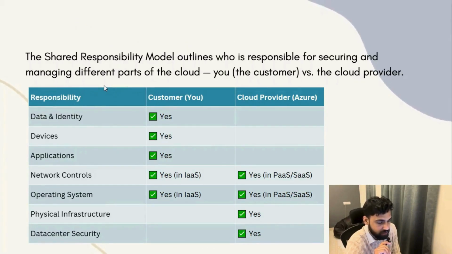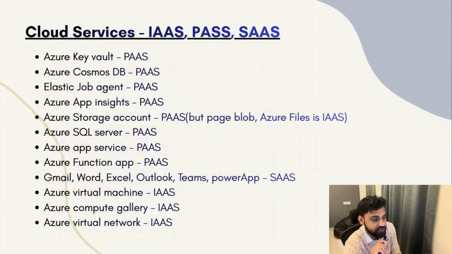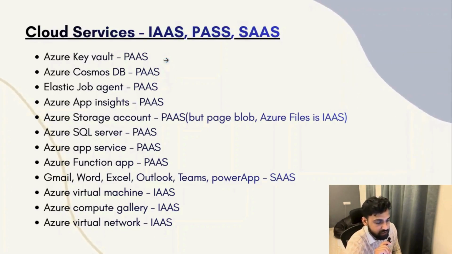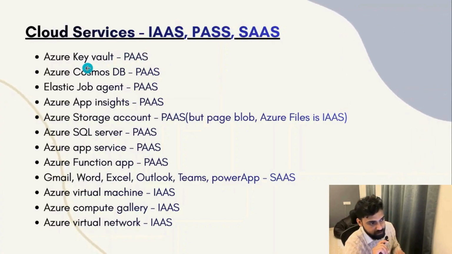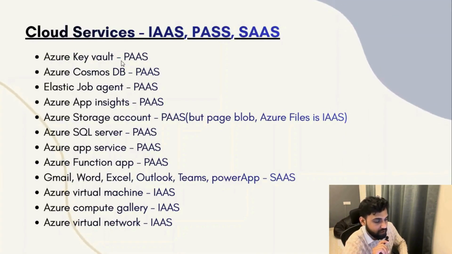Also, I put some examples here, like which Azure service comes under which category. If you learn this list, if you understand this whole list, then it will be very easy for you to attend this kind of question in the exam. Maybe one, two, or three questions you will get directly, where they will provide some service name and ask whether it comes under IaaS, PaaS, or SaaS.